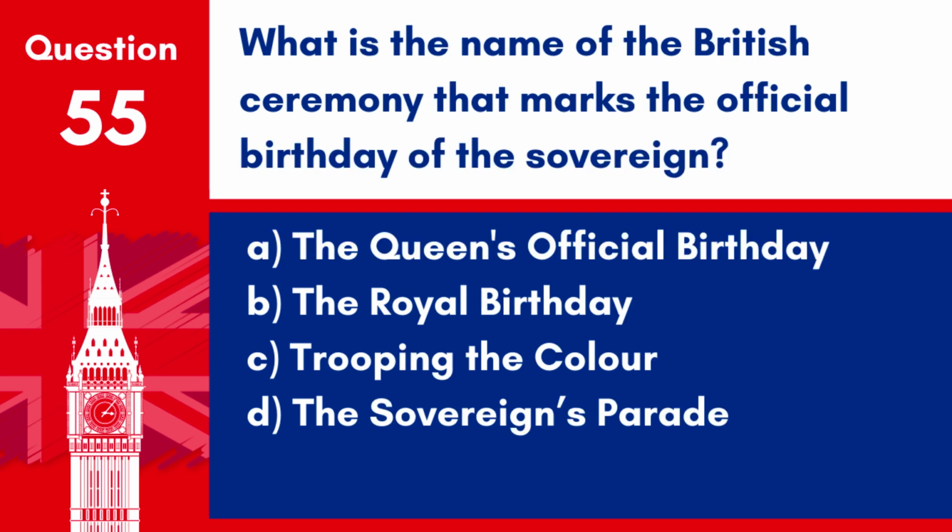Question 55. What is the name of the British ceremony that marks the official birthday of the sovereign? A. The Queen's official birthday. B. The royal birthday. C. Trooping the colour. D. The sovereign's parade. Answer: C. Trooping the colour. Trooping the colour is the name of the British ceremony that marks the official birthday of the sovereign.